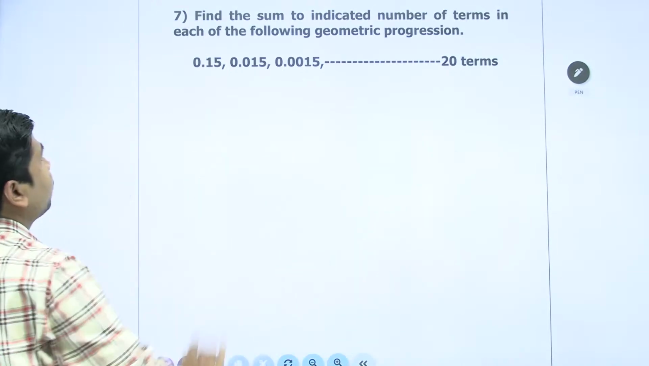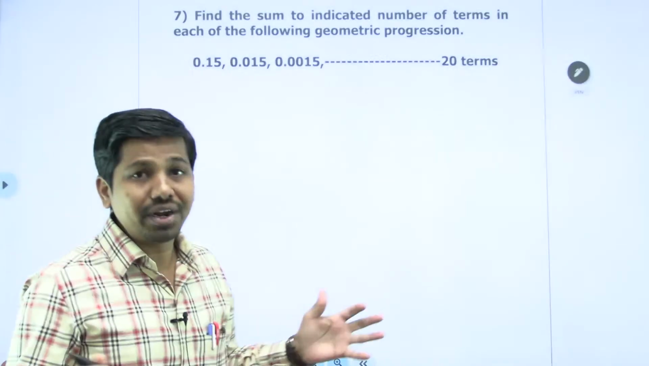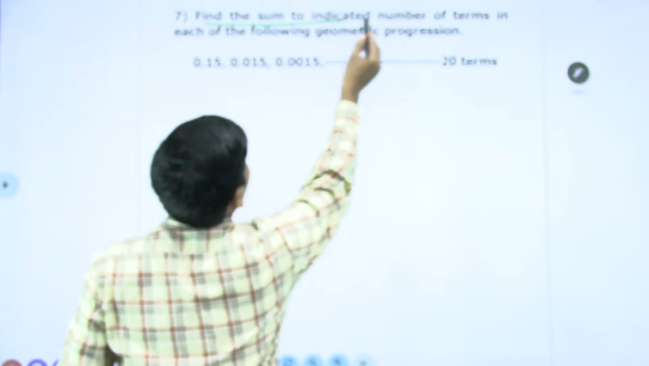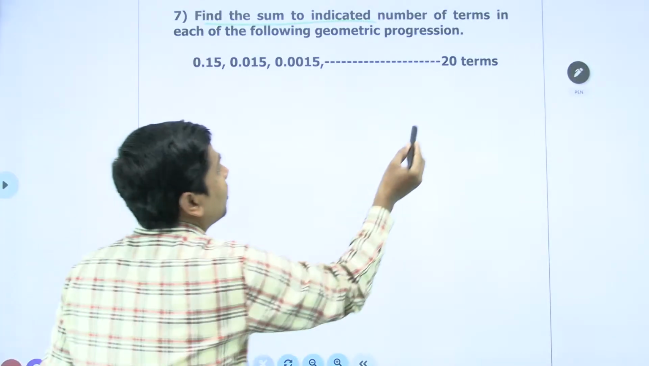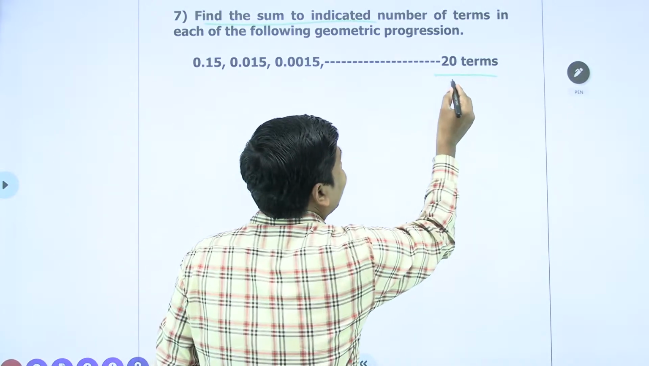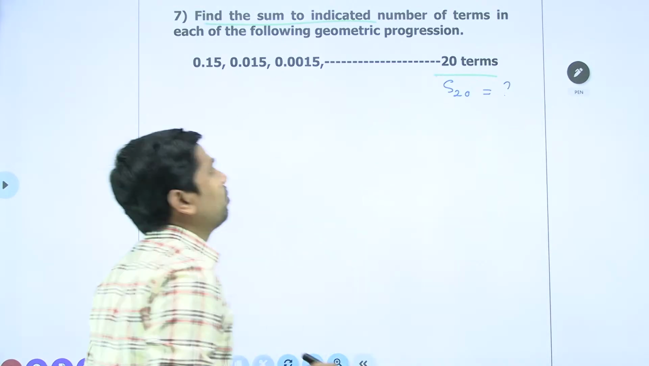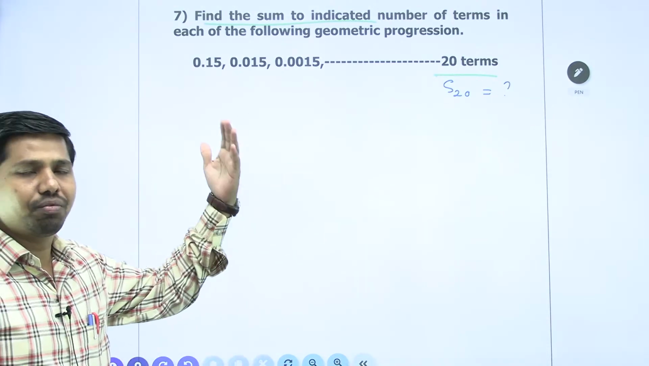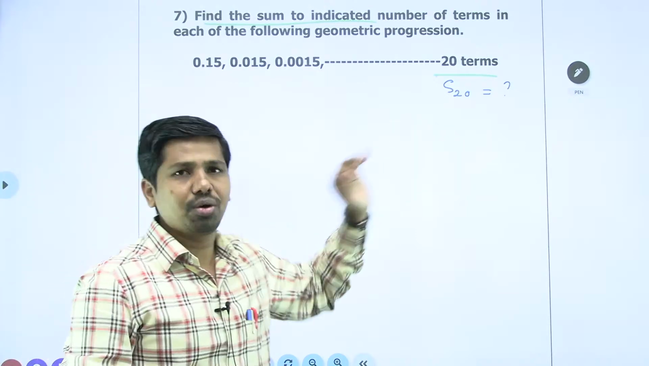The 7th question says, find the sum to indicated terms. Sum means you have to find Sn. That is, find the sum to the indicated number of terms in the following geometric progression. Given here is 20 terms, so up to 20 terms you have to find. You have to find the sum of the first 20 terms for this geometric progression.